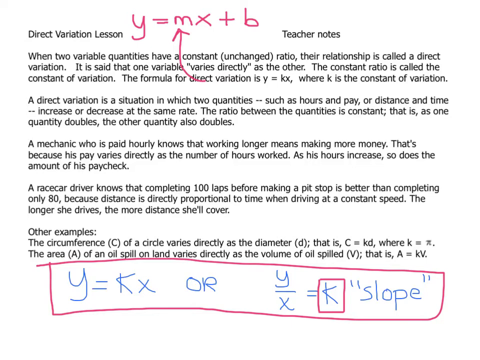Other examples would be circumference, which varies directly because you have the relationship where the k is pi. And the area of an oil spill on land varies directly with the volume. The bigger the volume of the oil spill, the larger the area that would be covered. Okay?